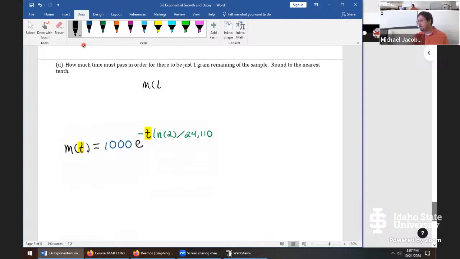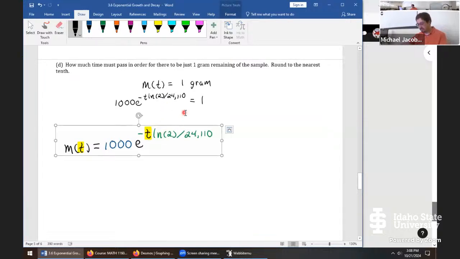We want to know when time t is the mass at time t equal to just 1 gram. These kinds of questions always go essentially the same way. We write out an equation from the given information, then we do a massive substitution right here. In place of mass at time t, we're just throwing in that entire function we put in at step 1 or part A. So 1,000 e to the negative t, natural log 2, divided by 24,110 equals 1 gram. Let me just double check I got it all in there. Okay, so I think that's our model.